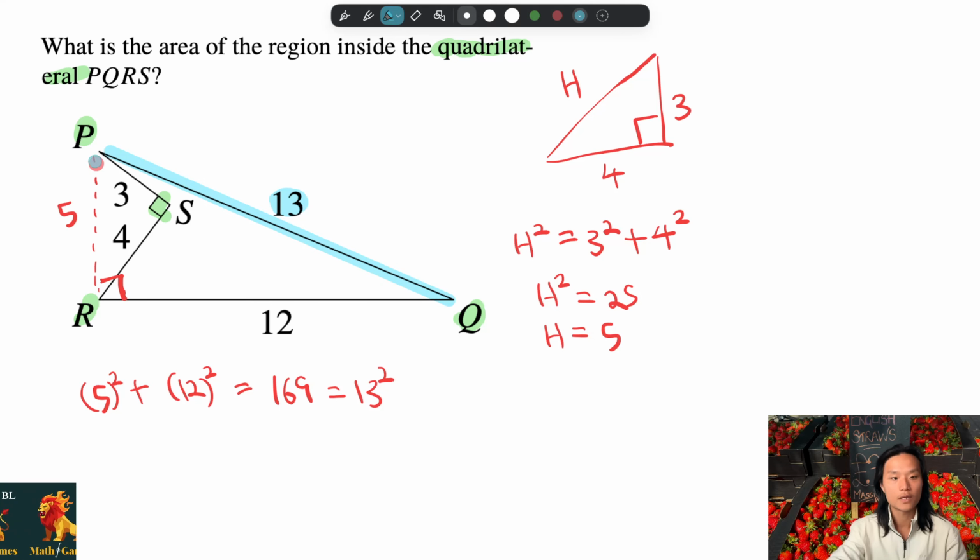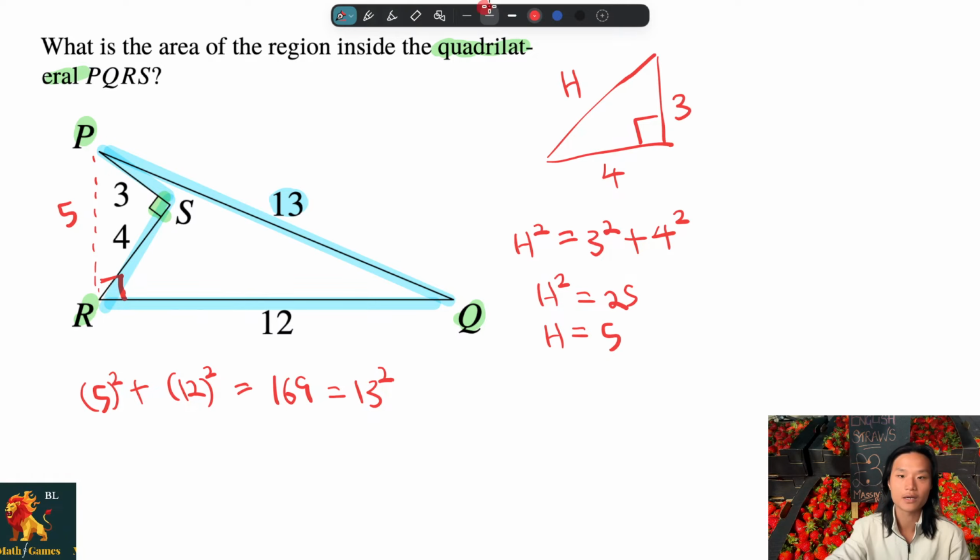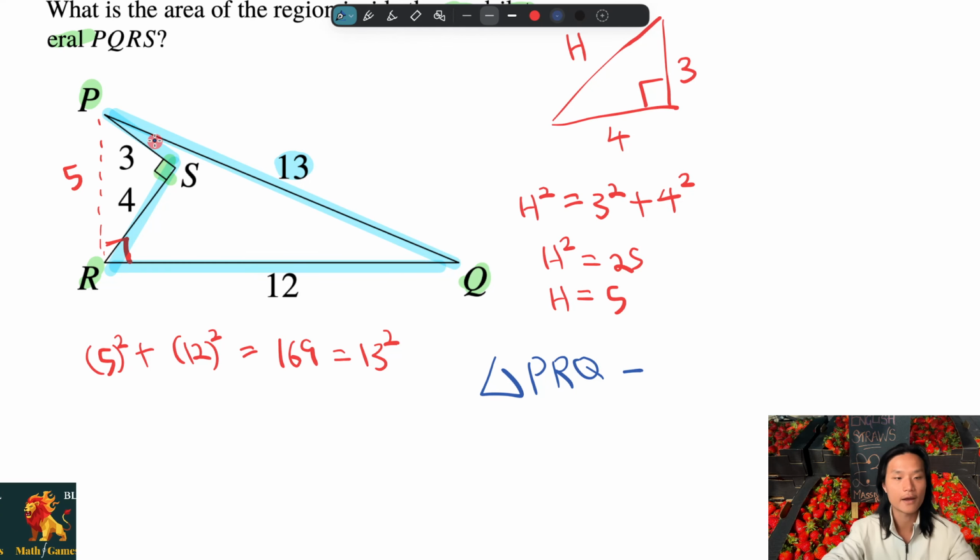Now that we know this to be a right-angled triangle, we can find the area of PQRS by first finding the area of the triangle PRQ, and then we take away the area of the triangle PSR, like that. That would give us the area of the quadrilateral PQRS. So let's find the area of PRQ first.